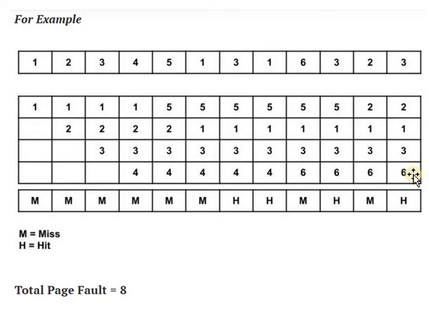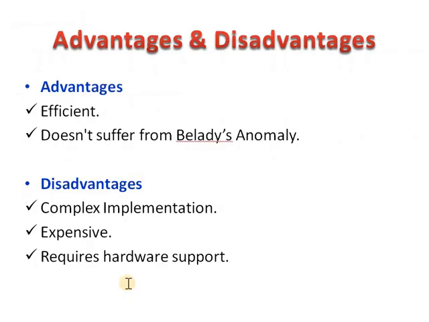This is the least recently used algorithm. So, here the page fault ratio is 8 divided by 10. Total page faults are 8, so as compared to first in first out, it has fewer page faults. But what are the advantages and disadvantages of this algorithm? It is efficient and does not suffer from Belady's anomaly.